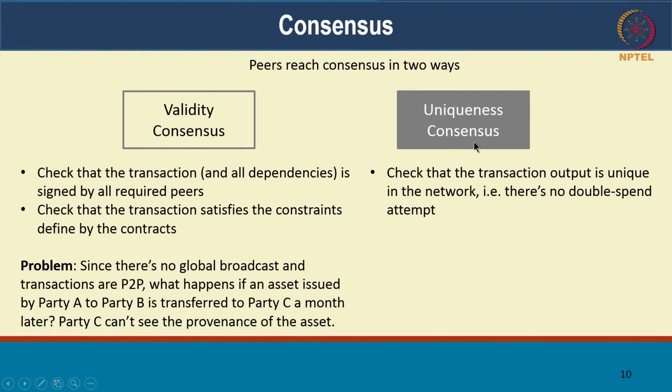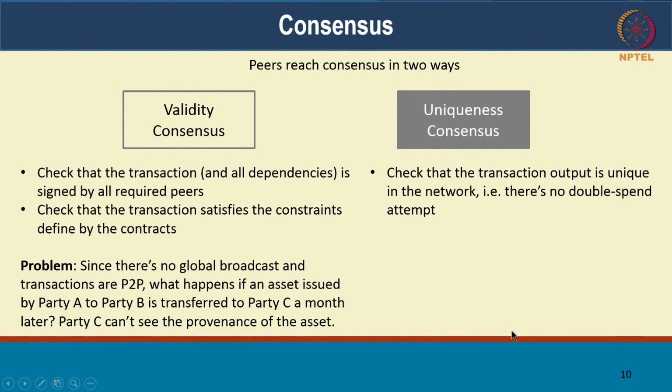The uniqueness consensus checks whether the state, I mentioned the UTXO state information, right? It checks whether the UTXO has not been spent, right? So the transaction output is really an unspent transaction. The transaction output is unique, right? So no one is trying to double spend in this network. So that's uniqueness consensus. So the validity is separated away from uniqueness. We'll see how both of these are achieved.